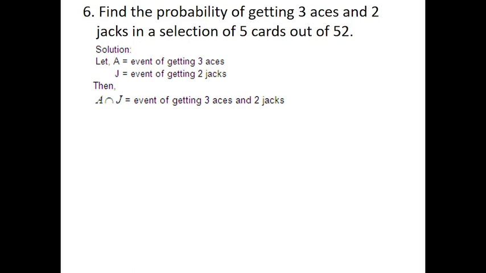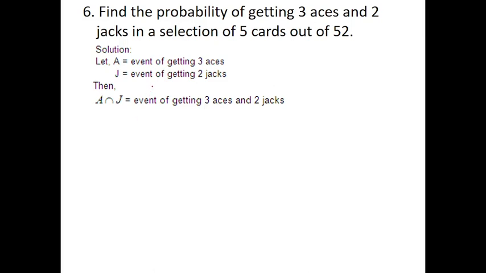Para sa word na and, ginagamit nating notation ay inverted U. Sabihin niya, intersection. And, okay? 3 aces and 2 jacks. So, find the probability of getting 3 aces and 2 jacks in a selection of 5 cards out of 52.